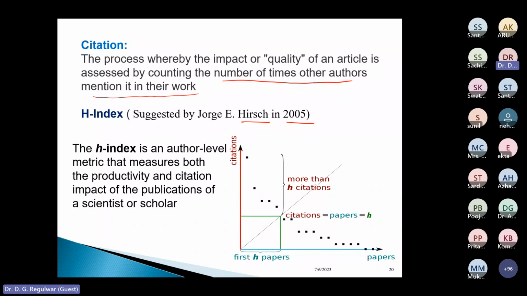Okay, so it is an author-level metric. The h-index is an author-level metric that measures both the productivity and the citation impact of the publications. Suppose the number of papers is, say, 10, then the number of citations for all these 10 papers should be 10 or more.